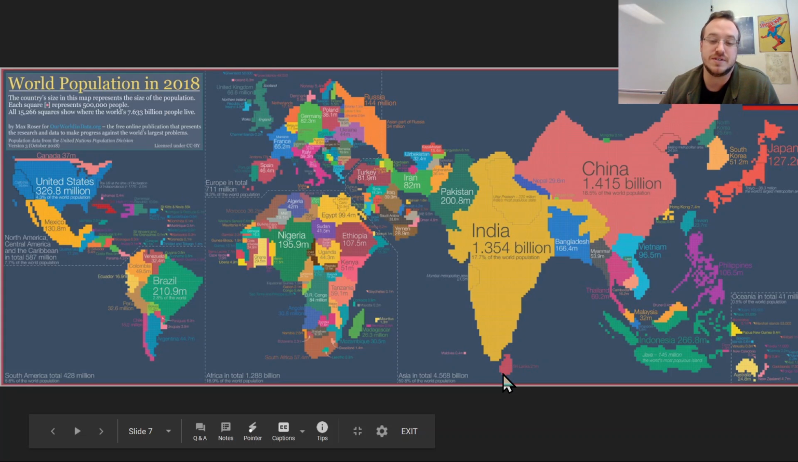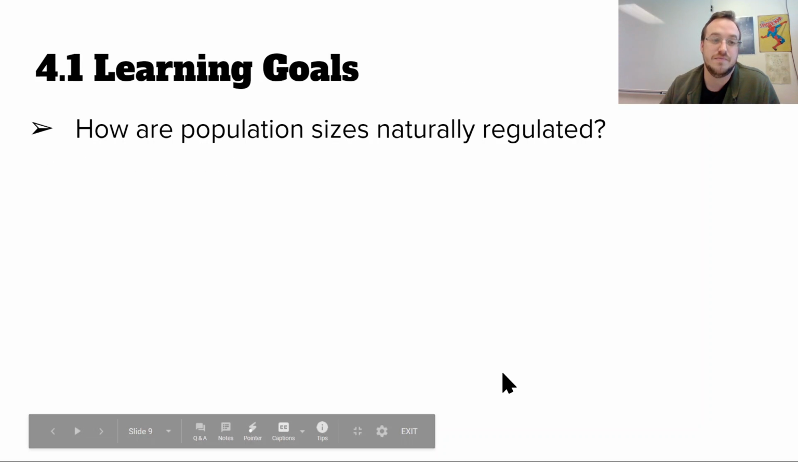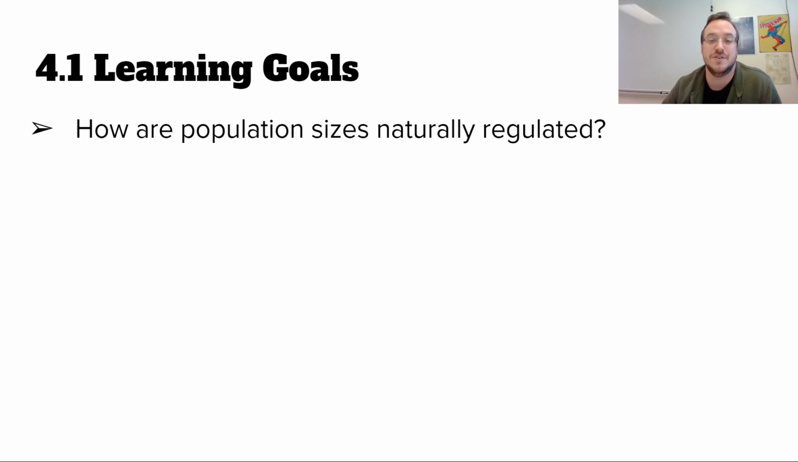Okay, we'll revisit this later in the unit. But for now, remember how our population size is naturally regulated. They are regulated by their food sources, and if they get too large of a population that can actually damage their habitat, they are also limited by predators that will feed on them.